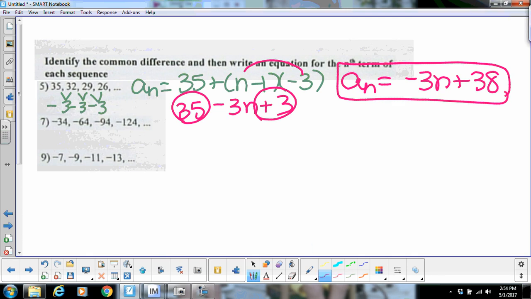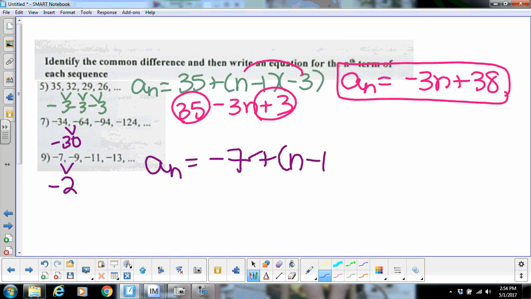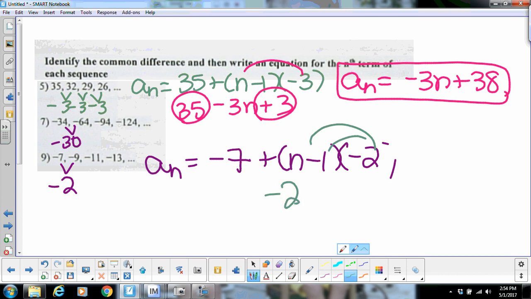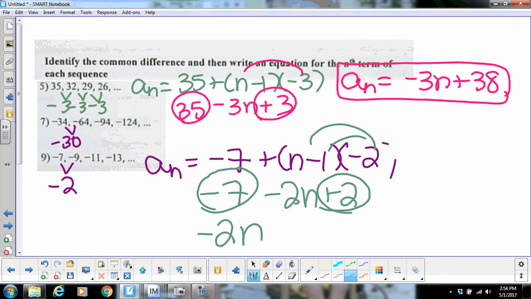All right, since your negative numbers are continuing to get larger here, you're subtracting 3, so that is your difference there. Here you are subtracting 2. I'll knock out number 9. So a sub n is going to be a sub 1 plus n minus 1 times our difference. So that's negative 2n plus 2. And negative 7 plus 2 gives me negative 5.